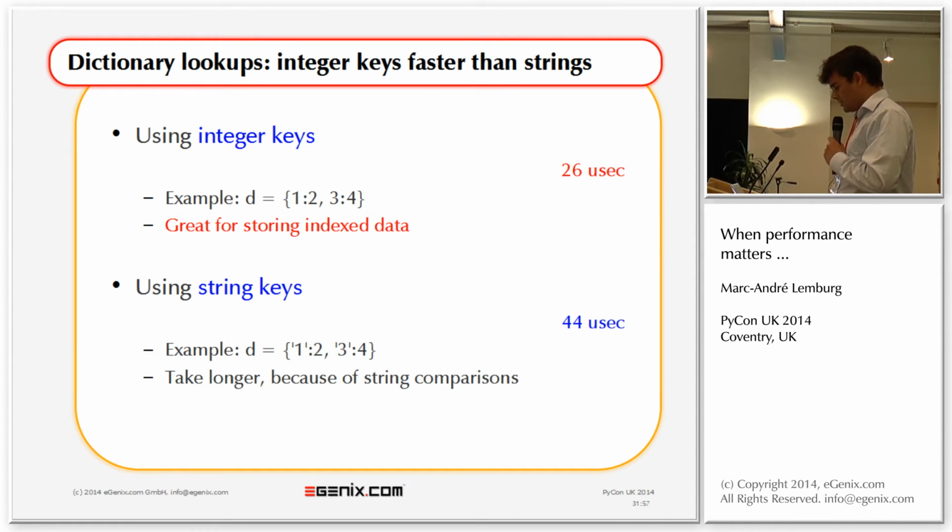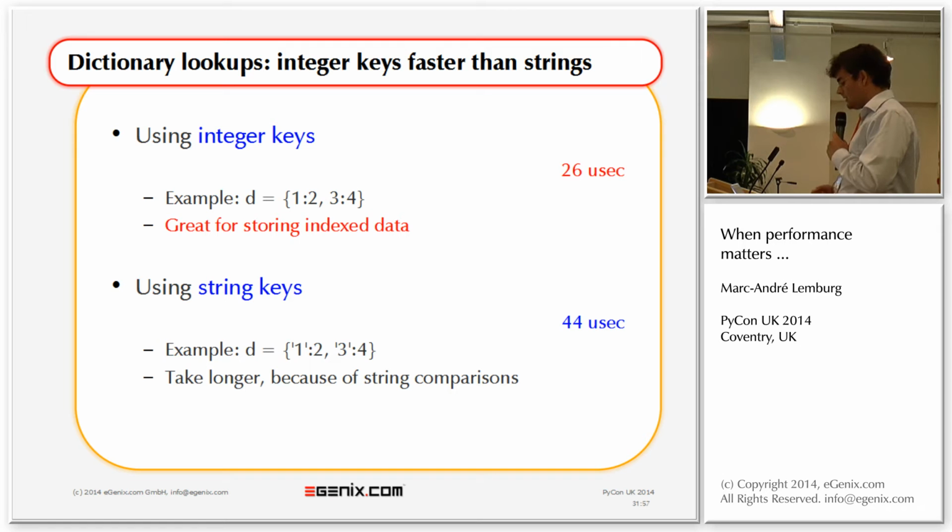So we're going to start with dictionary lookups. I did some timing there. I used a dictionary with integer keys and then one with string keys, and I found integer keys to be really, really fast. So if you have something that you can map to integers, for example, constants that you want to look up, then using integers as keys in dictionaries is really a good idea.